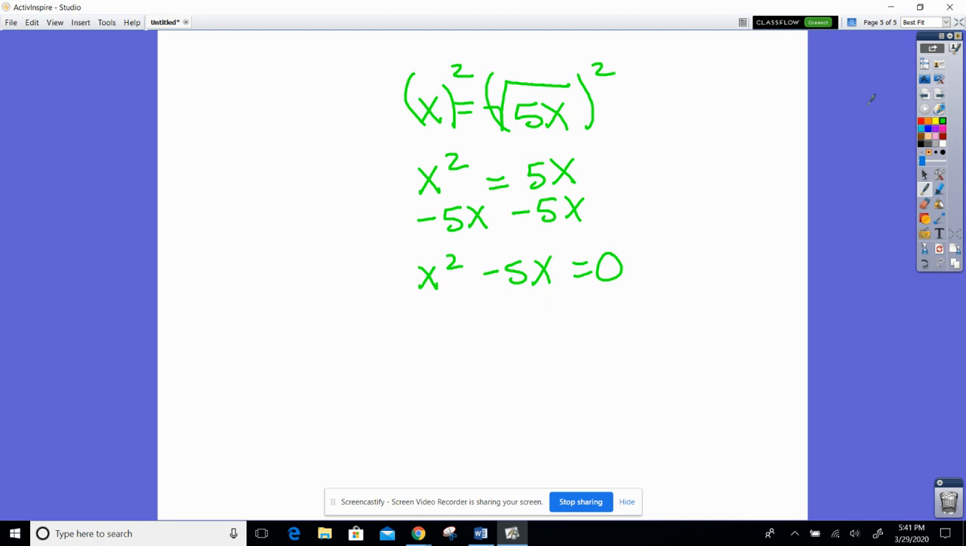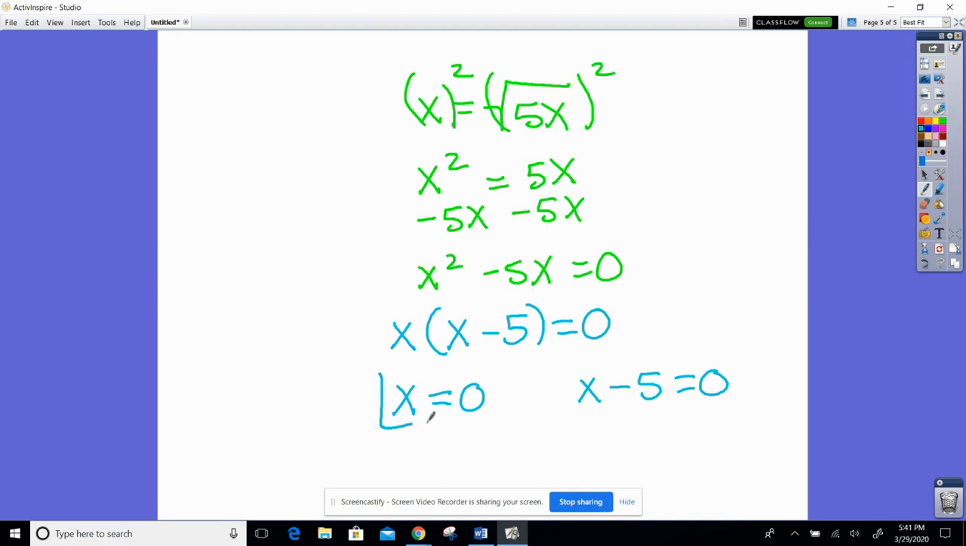I'm going to try by factoring. So if I look at it, I can take an x out of both of these. So that's what I'm going to do. I'm going to take an x out, and that's going to leave me with x minus 5. Now that it's factored, I can set both of those factors equal to 0. So x equal to 0, x minus 5 equal to 0. And then I solve both. This one, already solved, x equals 0. This one over here, I just go plus 5, x equals 5. It's solved. However, I'm not done.